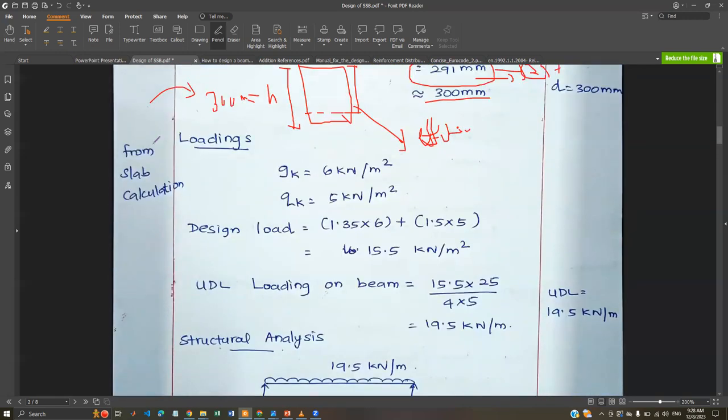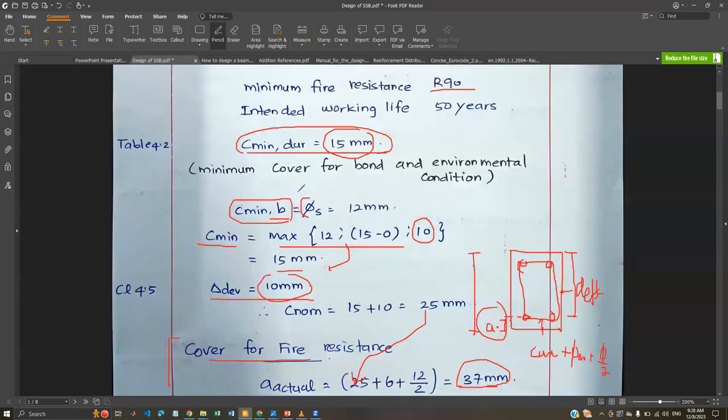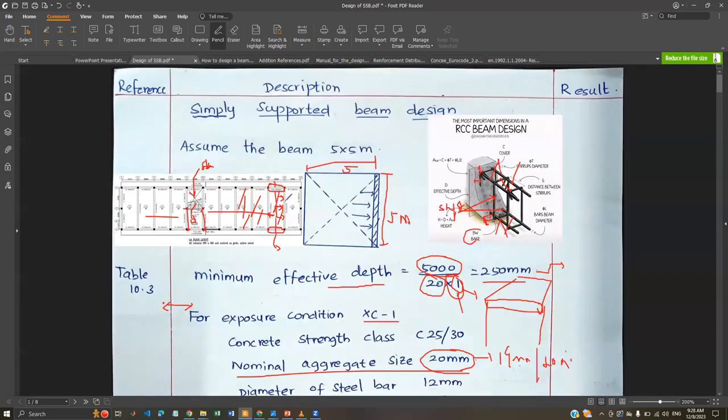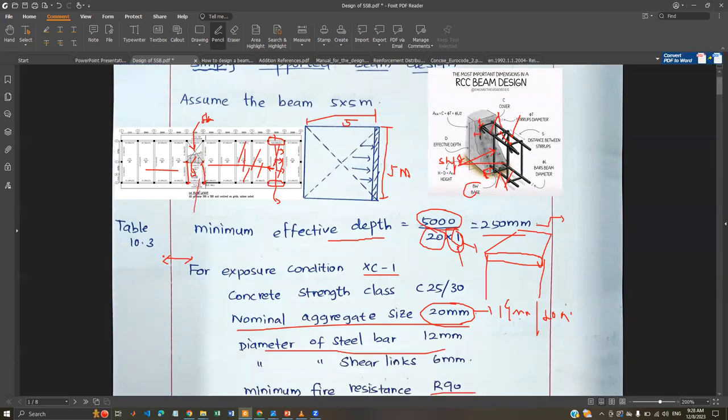Now we can move to the loading conditions. I assume these two parameters, but when you perform your design, you have to extract all the values from this slab. You might have performed the design and you might have found the loading acting on the slabs.